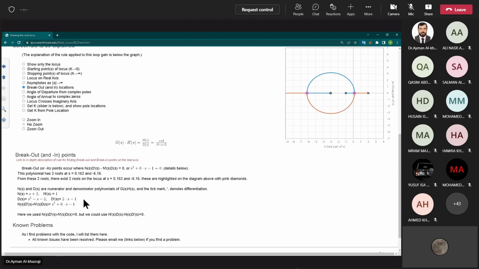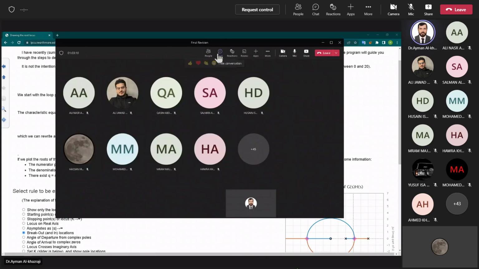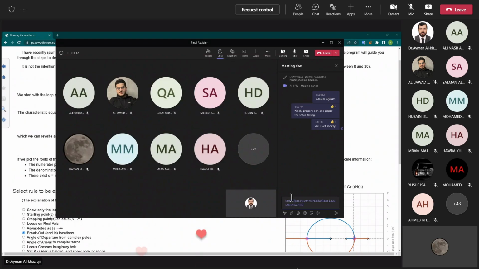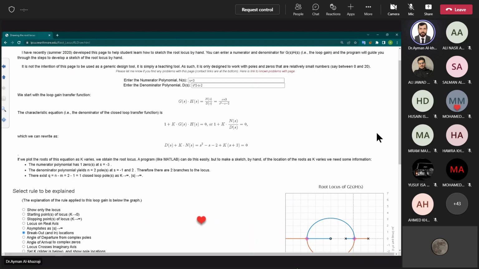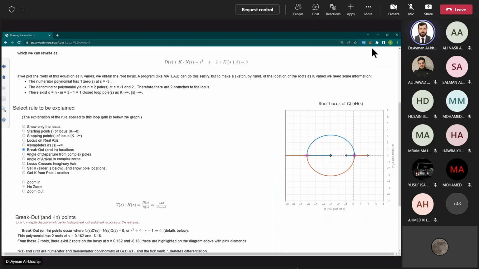Doctor, can you send it again in the chat, please? Okay, with pleasure. This one, Control C. This one. Okay, if you have S to power 2, different polynomials, whatever, you can write it here. Okay, this is good. We have finished.